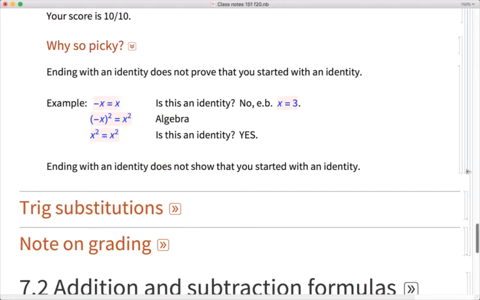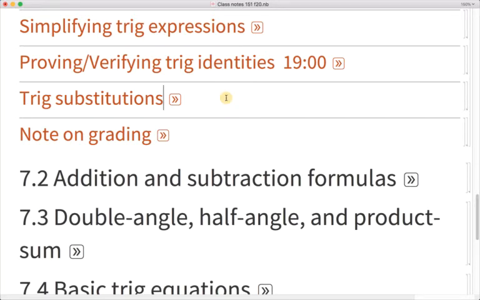Okay, looks like a long day today. We are at 30 minutes. I guess that note on grading is very short.